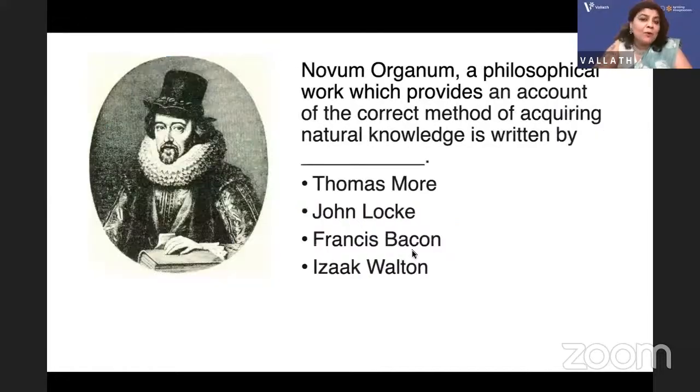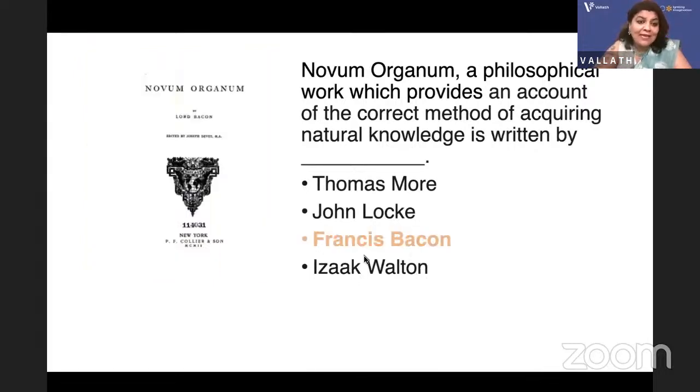Novum Organum is a Latin title which means new instrument, a philosophical work about which they asked in the previous NET. It provides an account of the correct method of acquiring natural knowledge, and he developed the inductive method of reasoning here. Who is the author? Everybody might know. It is Francis Bacon.